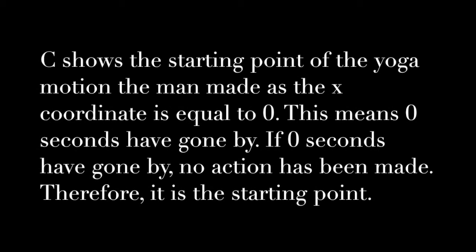C shows the starting point of the yoga motion the man made as the x-coordinate is equal to 0. This means 0 seconds have gone by. If 0 seconds have gone by, no action has been made, therefore it is the starting point. In this case, he started from 0.7 meters off the ground.